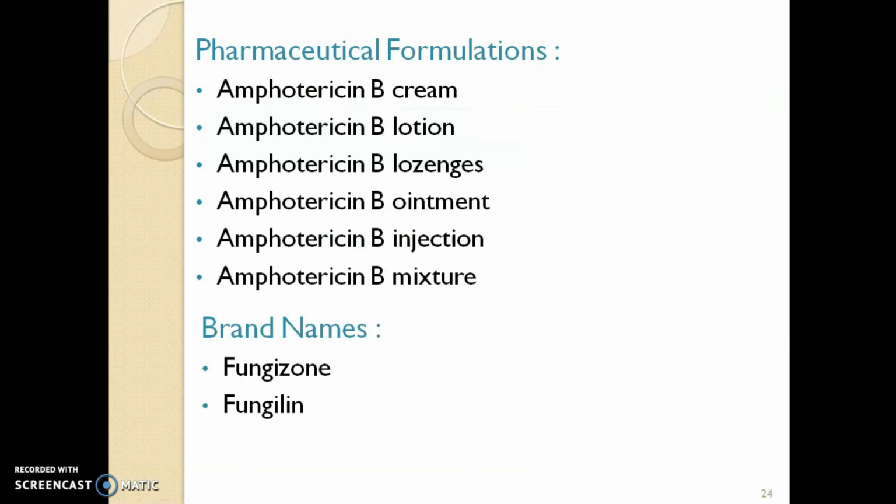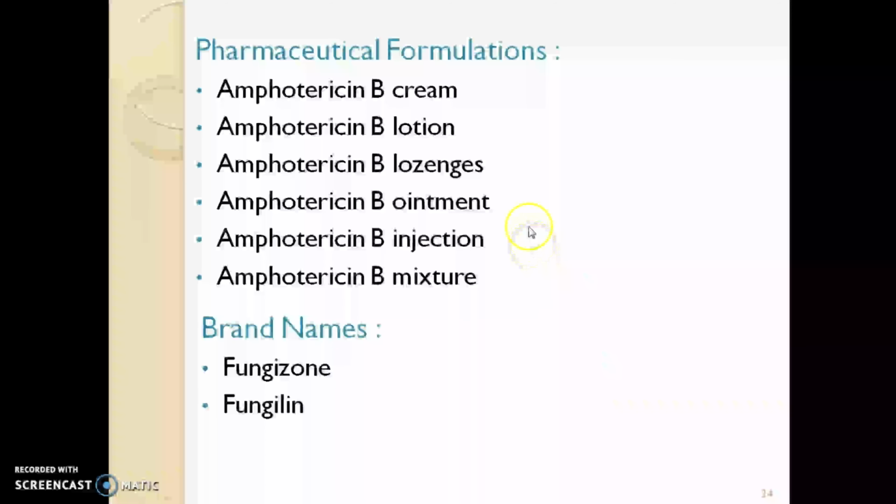This drug has many uses, so there are also some more pharmaceutical formulations. In the market, amphotericin B is available in cream, lotion, lozenges, ointment, injection and mixture forms under the brand names Fungizone and Fungilin.